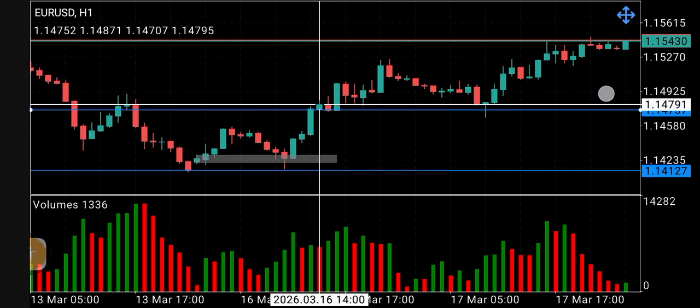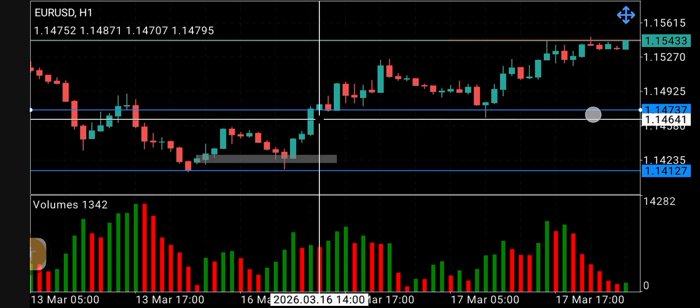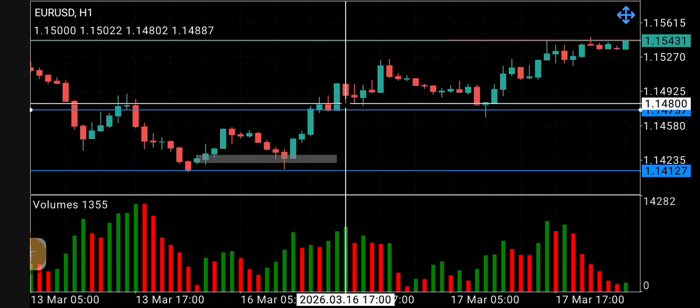My entry is around 1.48. The stop loss is here, 1.464. So I risked about 80 minus 64 is 16. Then if you add additional 2 pips, so I risked about 18 pips. Yes, I risked about 18 pips. That's what I risked. 18 good pips is what I risked here.